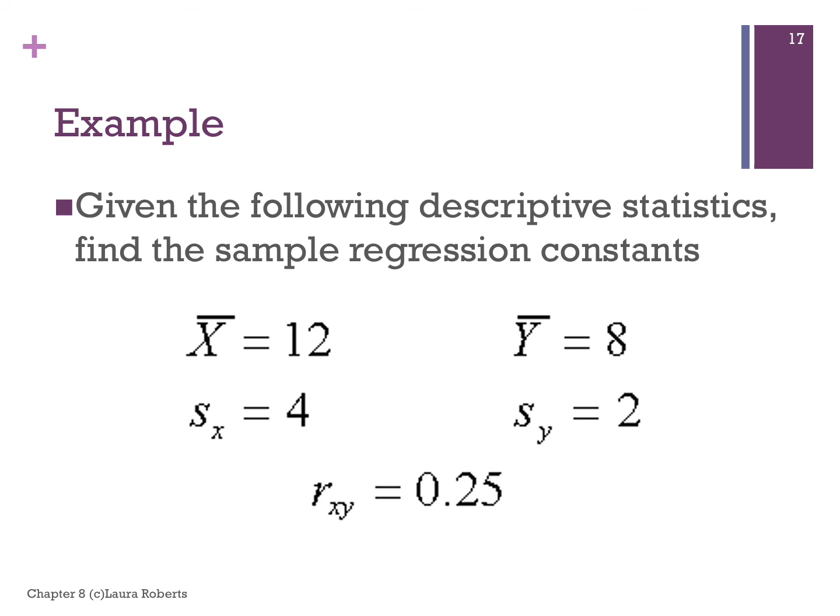So let's look at an example. Given the following descriptive statistics, find the sample regression constants. So given that x bar, which is the mean of x, is 12, y bar, which is the mean of y, is 8, standard deviation of x equals 4, standard deviation of y equals 2, and the correlation between x and y, symbolized by lowercase r sub xy, is equal to 0.25.